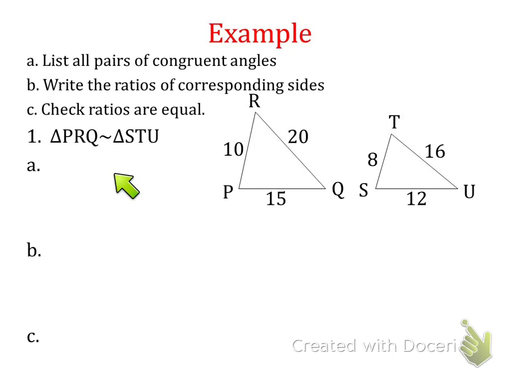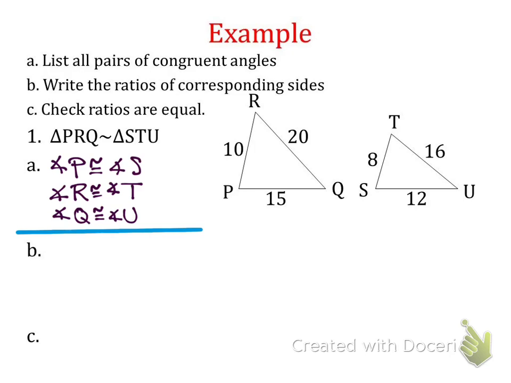So here's what we're doing. I'm telling you triangle PRQ is similar to triangle STU. So right away we know that corresponding angles are congruent. Let's list them like last semester. So recap, we wrote down the corresponding angles that were congruent, and now we're going to write the ratios of corresponding sides. This is new, follow my lead.